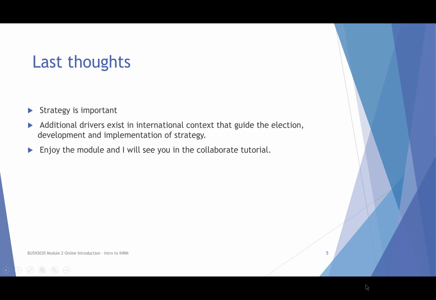So some last thoughts. Strategy is important, as is planning. Strategy and structure flow from each other. International business strategy, the strategy at business level and at corporate level, are driven by issues within the context of the organization and issues within the internal organizational operations, the internal organization's goals. And it's important to align the development of international strategy with the organization's overall strategy, but there are choices that you need to make within that context.